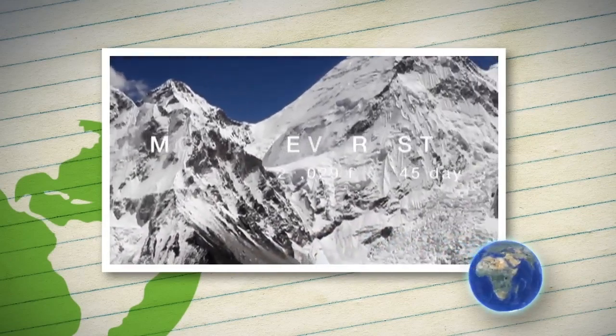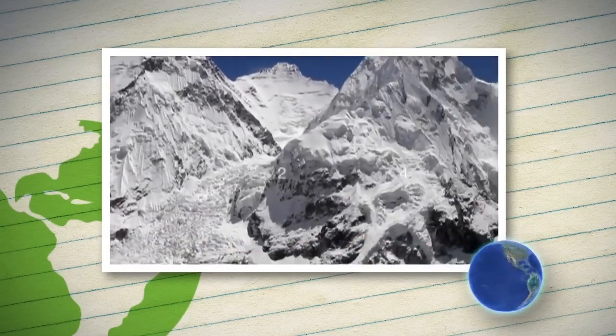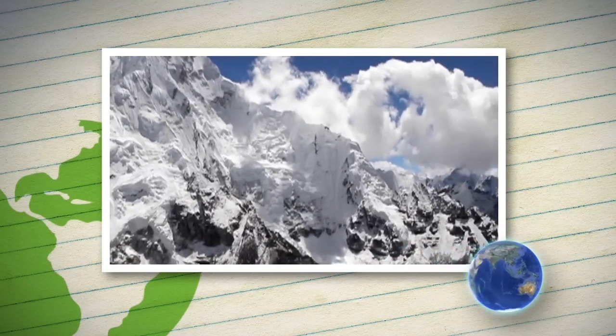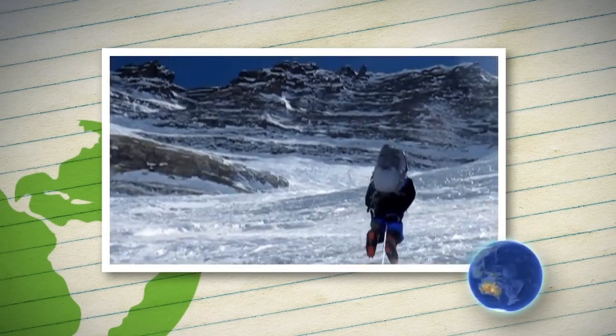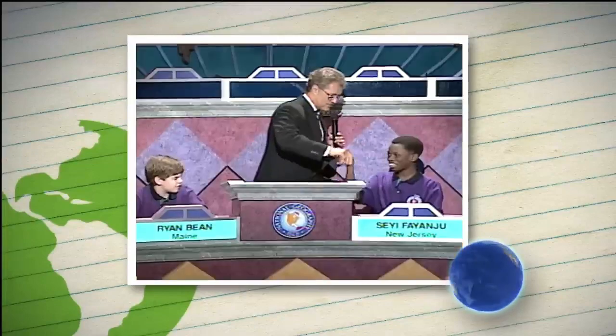For me, the crux is that there are so many things that can go wrong despite your best efforts. On an expedition, I really rely heavily on a map to better understand where I'm traveling and, if I need to get here, some of the obstacles that are in the way. And that means that Oluseyi Fayanju of New Jersey is the 1996 National Geography Bee champion.